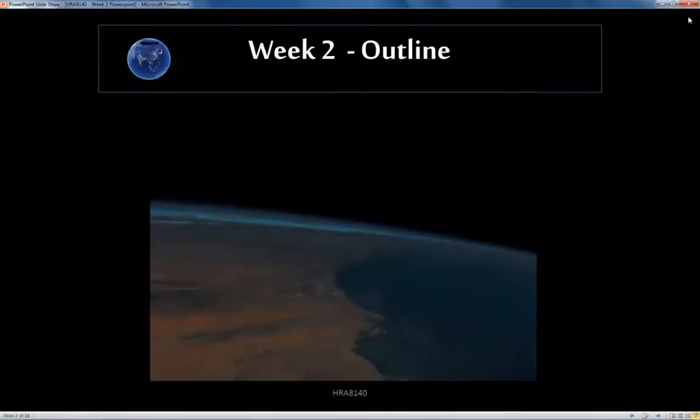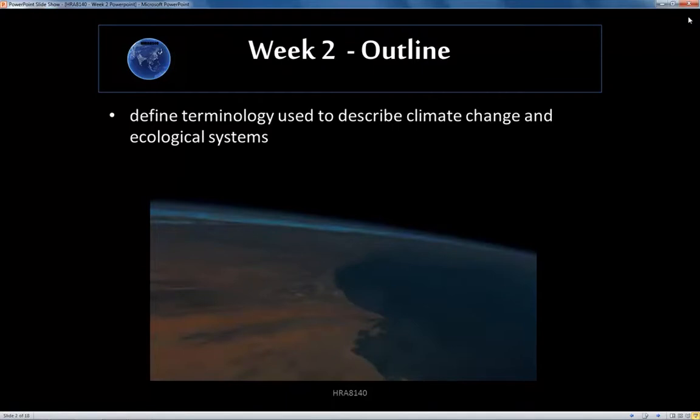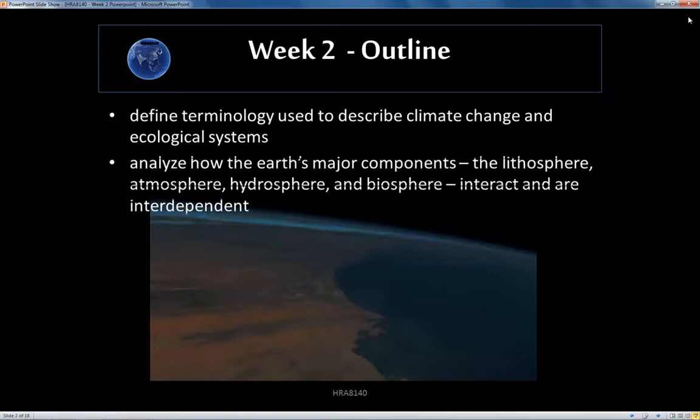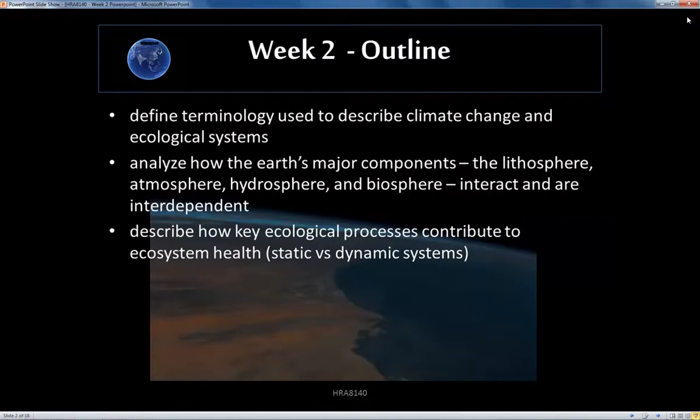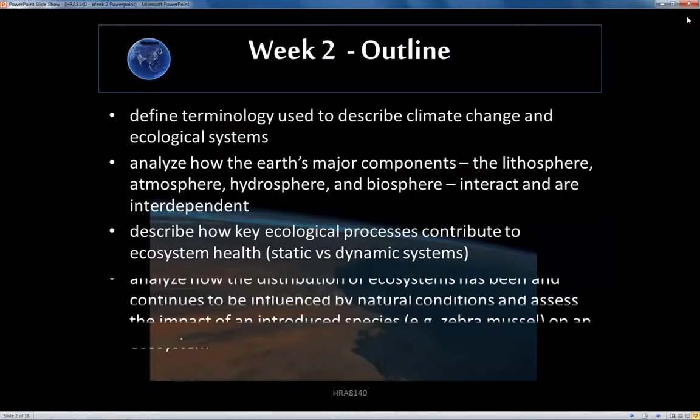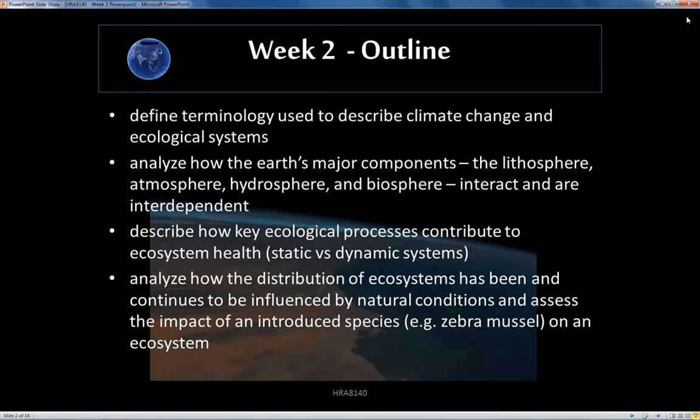In week 2 we will take a look at the following. We'll define terminology used to describe climate change and ecological systems. We'll analyze how the Earth's major components interact and are interdependent. We'll describe how key ecological processes contribute to ecosystem health. We'll analyze how the distribution of ecosystems has been and continues to be influenced by natural conditions and assess the impact of an introduced species on an ecosystem.